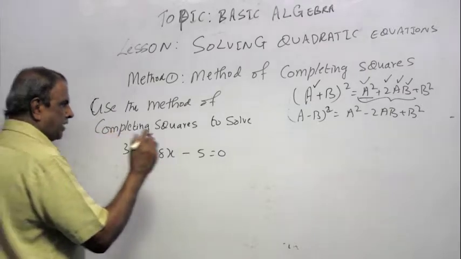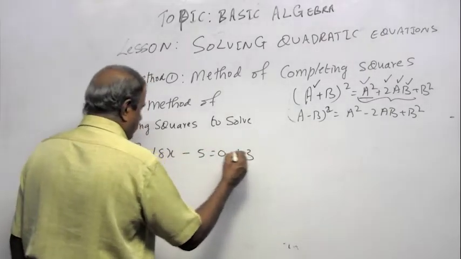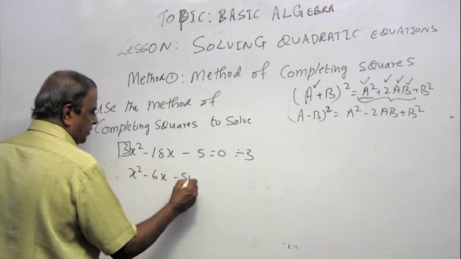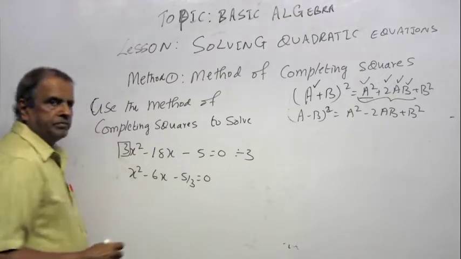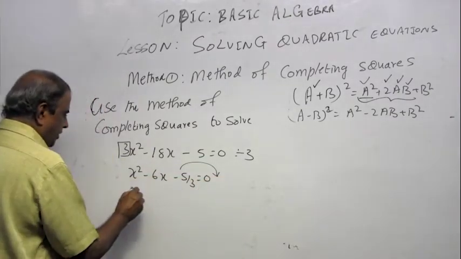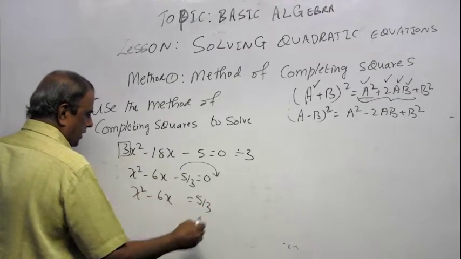So the first step is divide by 3. So I get x squared minus 6x minus 5 over 3 equals 0. Take 5 over 3 to the other side. So x squared minus 6x equals 5 over 3.